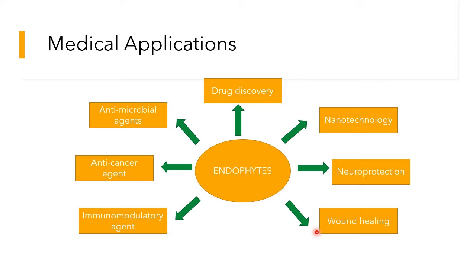Then neuroprotection. So endophytic microorganisms produce some compounds that protect the nerve cells from damage from oxidative stress. So it is thought that this can be used in the treatment of neurodegenerative diseases such as Alzheimer's and Parkinson's disease, and the research is going on this particular topic.